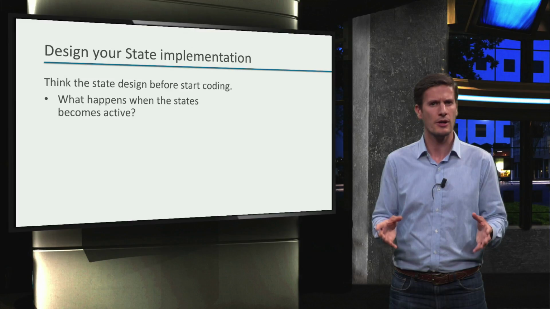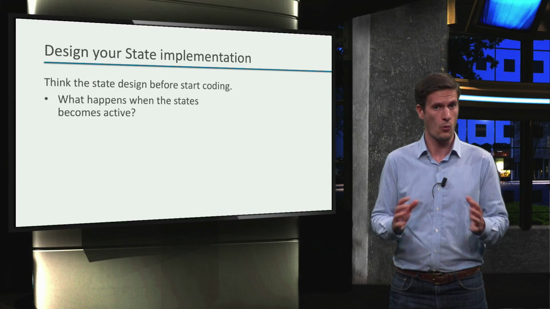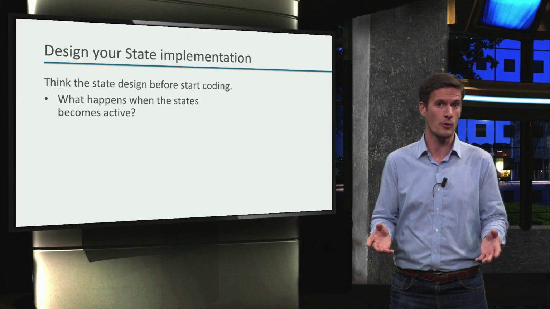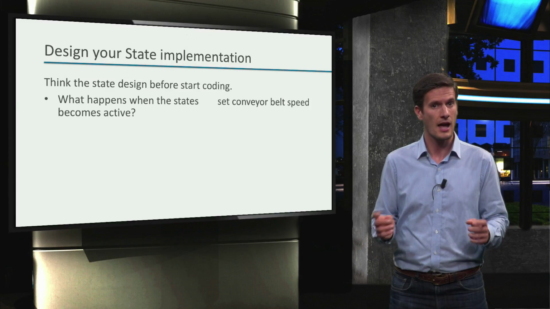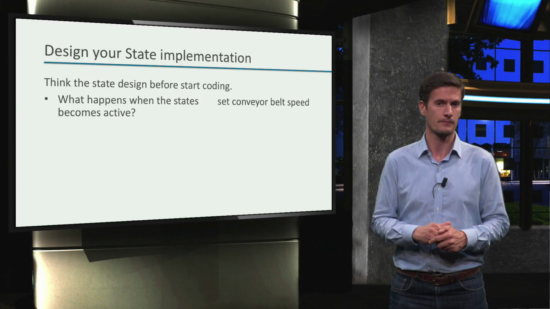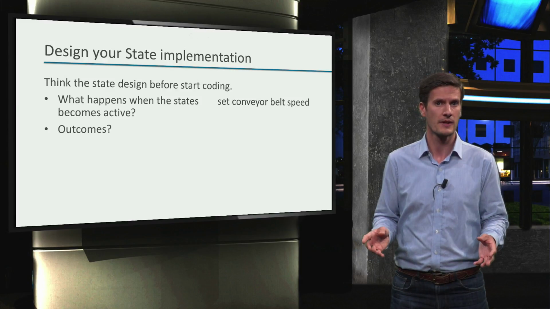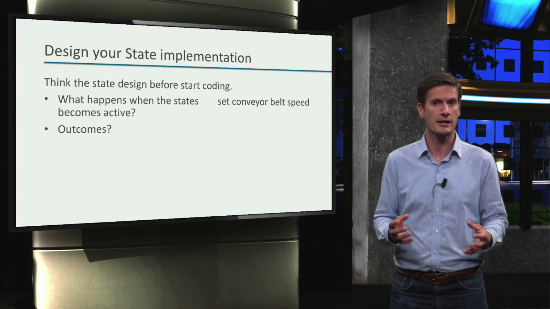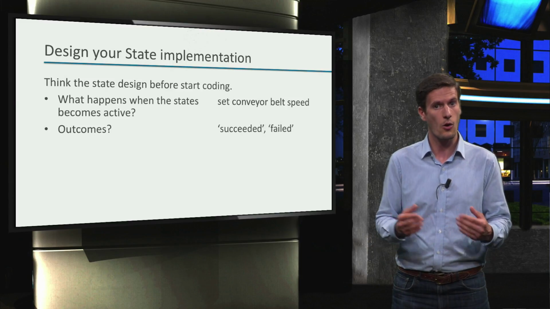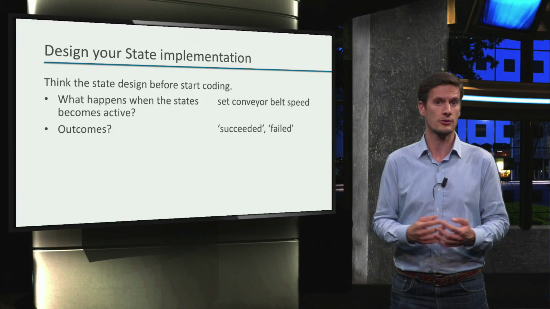What should happen when our state becomes active? Well, we want the conveyor belt to start moving at the given speed. And then, what outcomes can result from our state? In this case, our conveyor belt service simply returns a Boolean. So the potential outcomes are that we either succeeded or failed using the service to set up the speed.